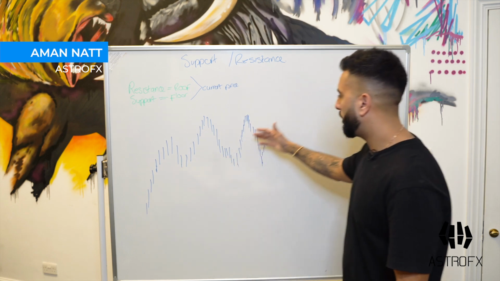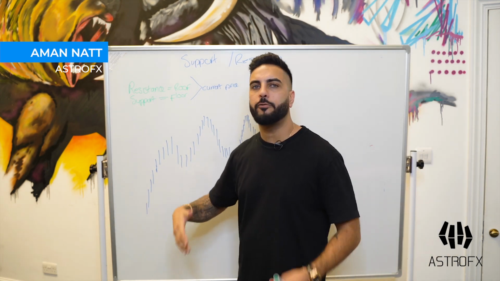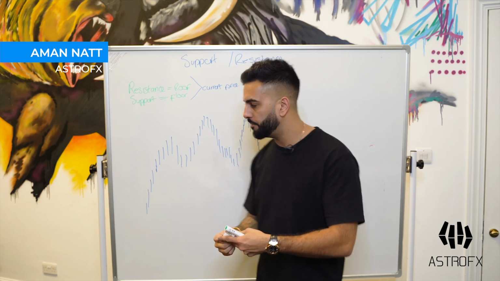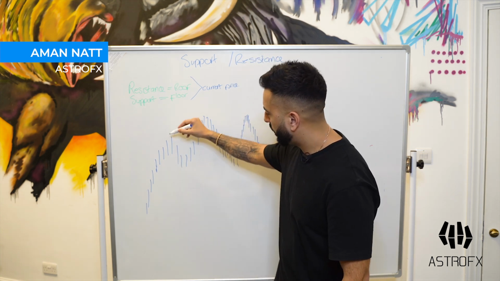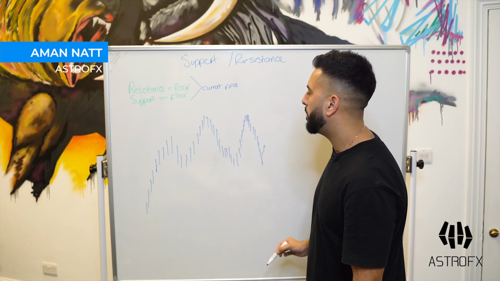So over here, I've just got some simple price action that I've drawn. Now this could be, let's say, a daily or a 4-hour chart, to keep it quite simple for this video. And the price has come up, it's created a higher high, then it's gone back down, and now it's in a bit of a range-bound market.